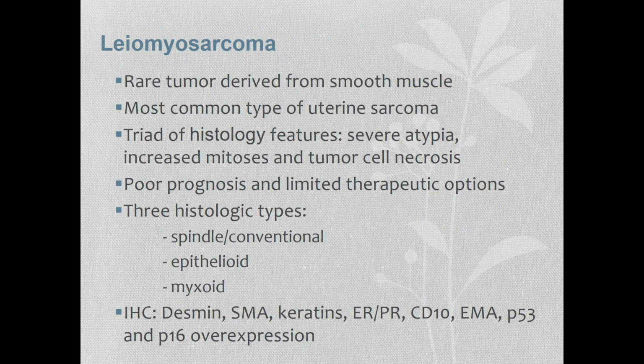Leiomyosarcoma is a rare tumor derived from smooth muscle. It's the most common type of uterine sarcoma. There's a triad of histology features, which include severe atypia, increased mitoses, and tumor necrosis. It's usually a poor prognosis with these patients, and that's because there's limited therapeutic options. There's different histologic types, spindle, conventional, or epithelioid, or sometimes we've seen myxoid, and then some of the immunohistochemical stains that can be seen with these.